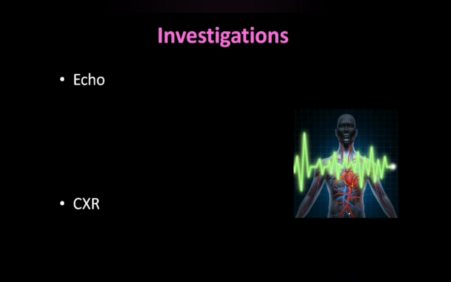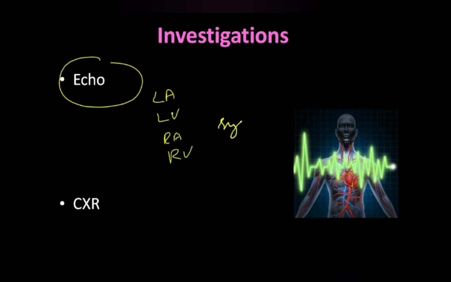So how do you diagnose this condition? First of all, echocardiography will tell you about the size of the heart, the status of your left atrium, left ventricle, right atrium, right ventricle, the size of the patent ductus arteriosus, and the valve state. So everything can be found using echocardiography. Similarly, your pulmonary artery pressure can also be found using echocardiography.